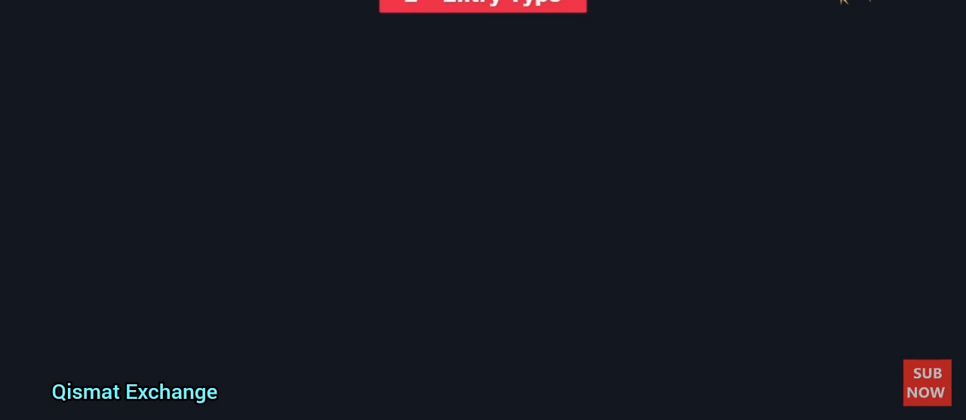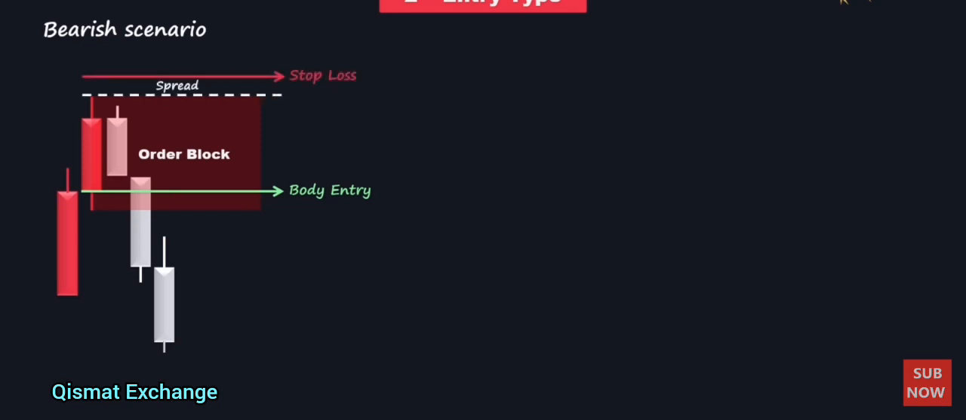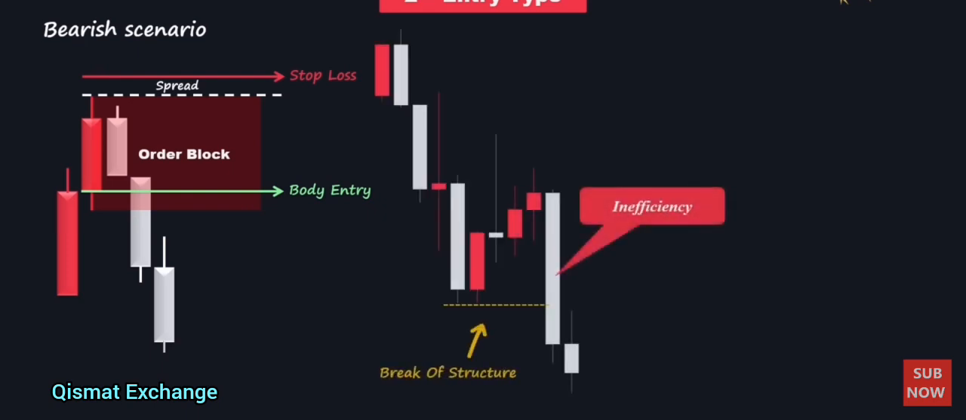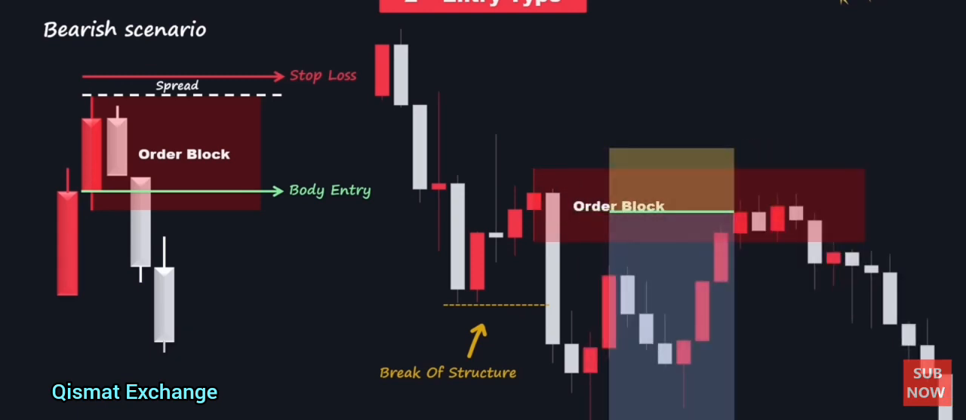The second entry type is referred to as the body entry. In this approach, once a valid order block is identified, the entry is placed based on the body of the candle. For sell positions, the stop loss is set to a spread size above the higher wick of the order block. This entry method typically offers a higher reward-to-risk ratio compared to the previous entry type because the stop loss is tighter. This approach carries a slightly higher level of risk.